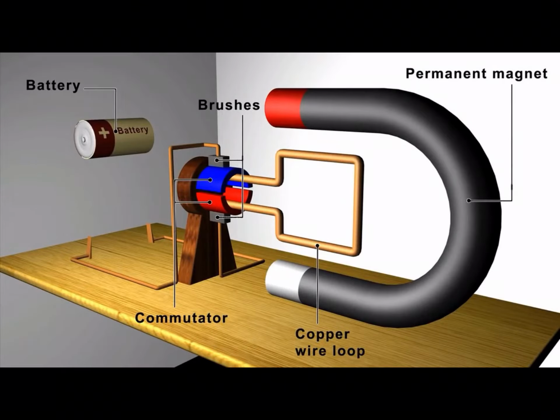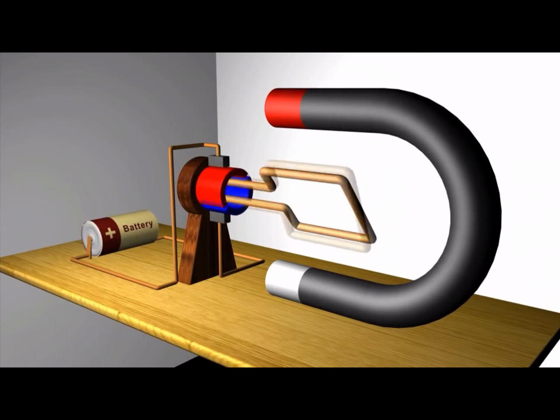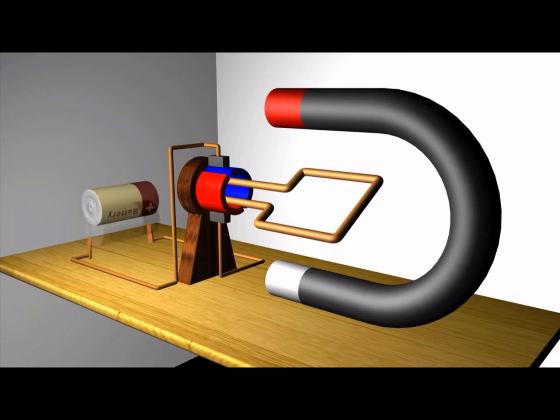What's going to happen here is that the battery, the commutator, and the brushes are placed into the copper wire loop and the permanent magnet. This is the motor. The brushes are attached to a wooden support, and the commutator is fixed to the loop of copper wire. Okay, so the battery gets placed in. The commutator rotates freely, rubbing against the brushes.